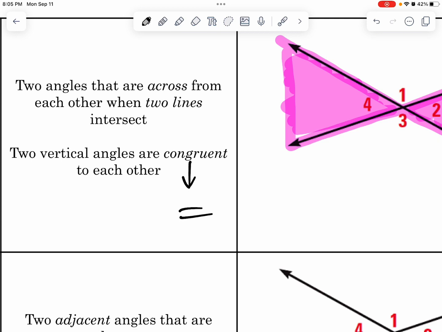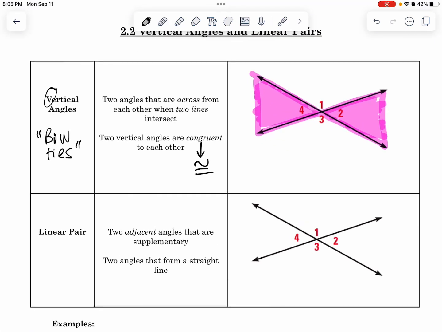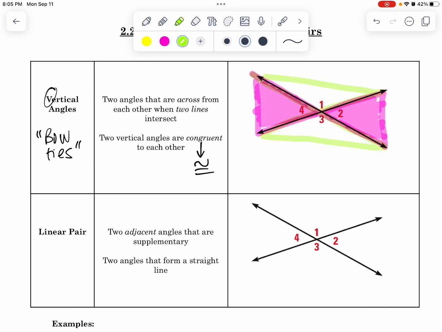But in geometry, we put the squiggly on top, which actually is the symbol for congruent, but it means they are equal. They are the same measure. Okay, and so if we actually look at the bow tie in the other direction, and if I do the bow tie like so, that means that 1 and 3 are also congruent. Those are another pair of vertical angles.